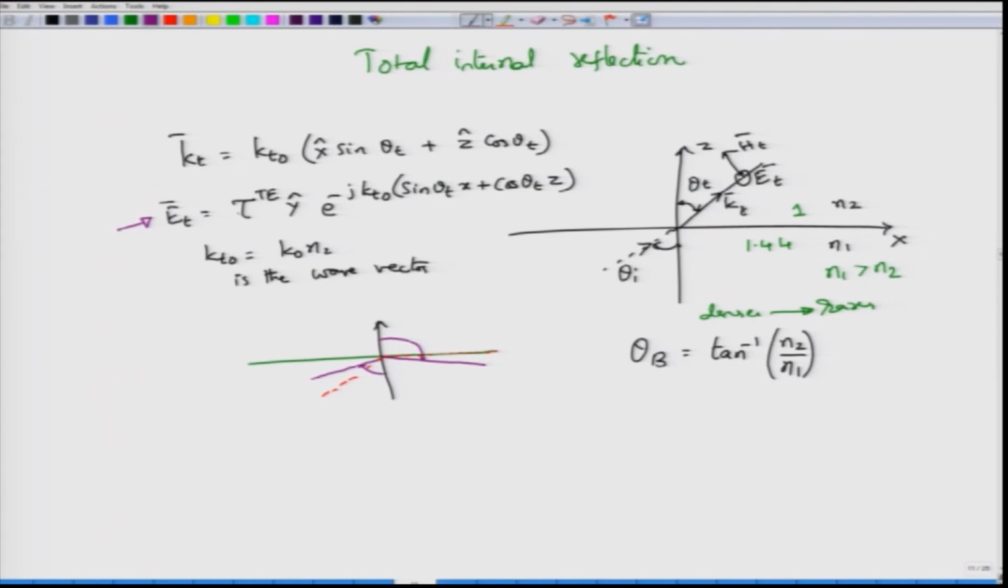There I have, since this is a transverse electric case, I have used the transmission coefficient for the transverse electric case.